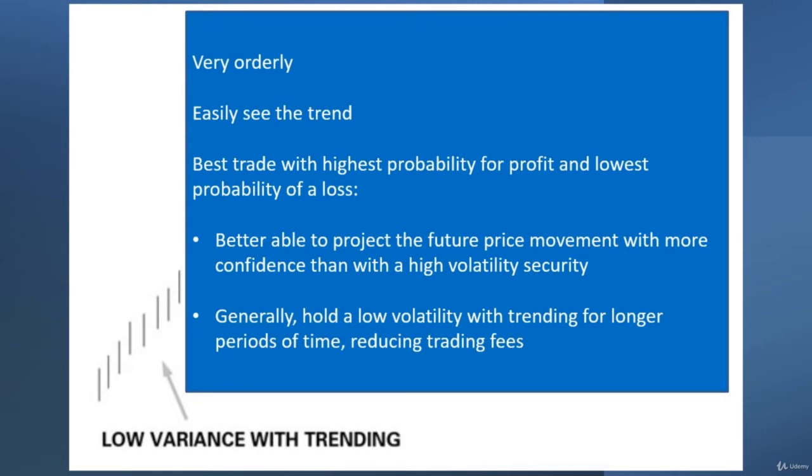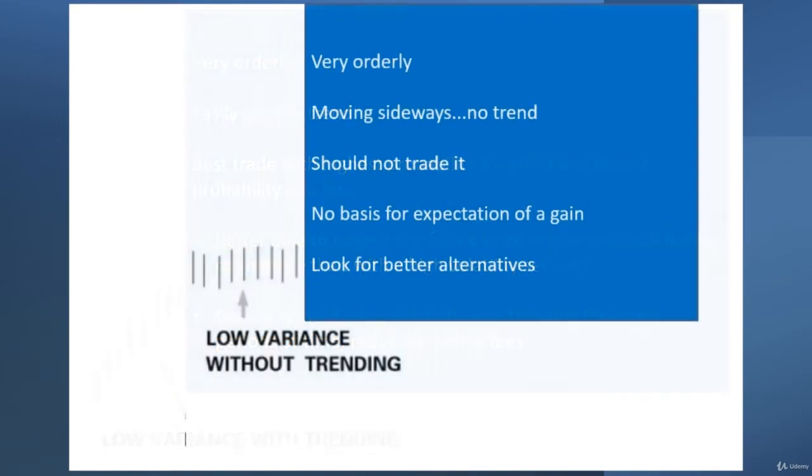And generally, you hold a low volatility with trending security for longer periods of time, which can help reduce trading fees or other types of fees too. You can let it ride a little bit because you're not getting a lot of ups and downs. It's all very orderly. It's trending in a certain direction. That trend could be either up or down, by the way. This happens to be low variance with trending, and as you can see, we're definitely in an upward trend. So if we bought earlier, we could feel confident that that trend is going to continue, and that's all very orderly.